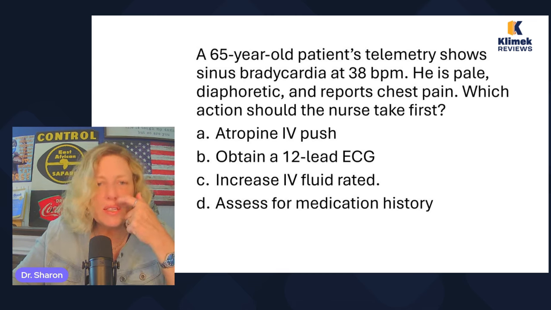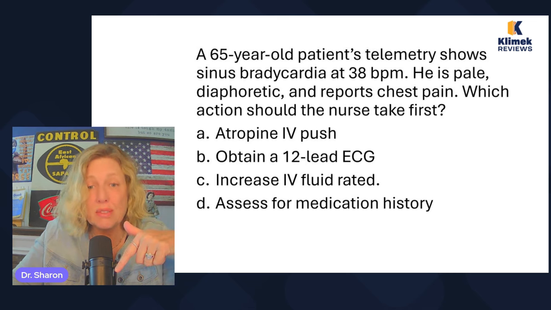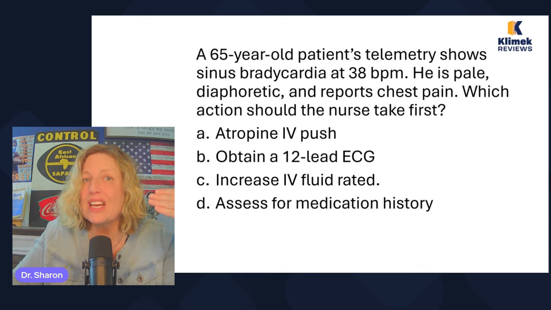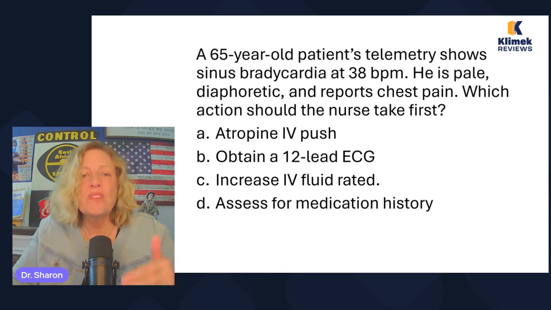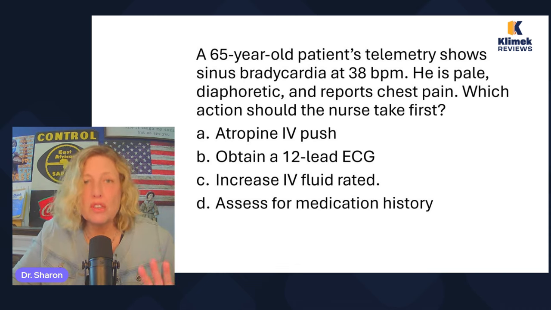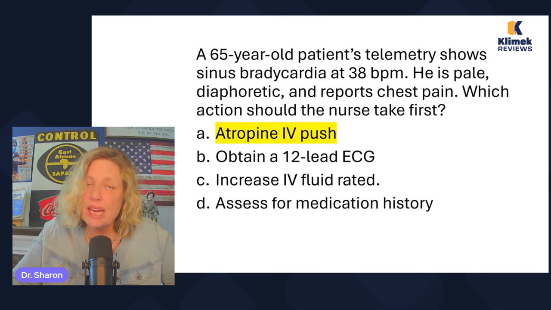Well, we have symptomatic bradycardia. If he was asymptomatic, I could probably do some other things, right? But he's symptomatic. We have to treat the symptoms, diaphoretic and chest pain. The best way to treat that is to get the heart rate back up. So the drug of choice for symptomatic bradycardia is atropine.